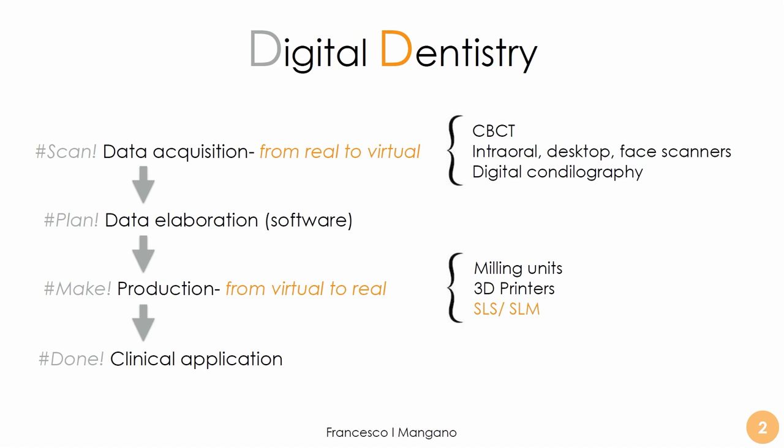These data are sent to the laboratory where they are elaborated, and this is the plan phase, with computer assisted design software. For example, computer assisted design software for surgery, for prosthodontics, for orthodontics. After we have completed this phase, we go through the making, so the production, and we shift from virtual to real again, thanks to computer assisted manufacturing software and units like milling units, 3D printers, and SLS, SLM units. In this lecture, we talk about these units, SLS and SLM units, for making root analogs in titanium. And then we go to the clinical application.